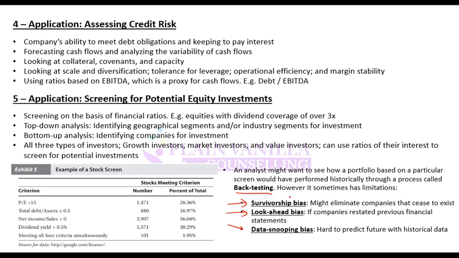And what is it? Survivorship bias says that you will only include those companies which have survived, and the chances are only those would have survived which were good performers. Look-ahead bias: you are using financial statement data which is not even available. So for example, if I am using future earnings estimates. Data snooping bias: it is hard to predict the future with historical data. So maybe the future is not the same as historical events or historical data. But nevertheless, these are the applications for financial statement analysis.